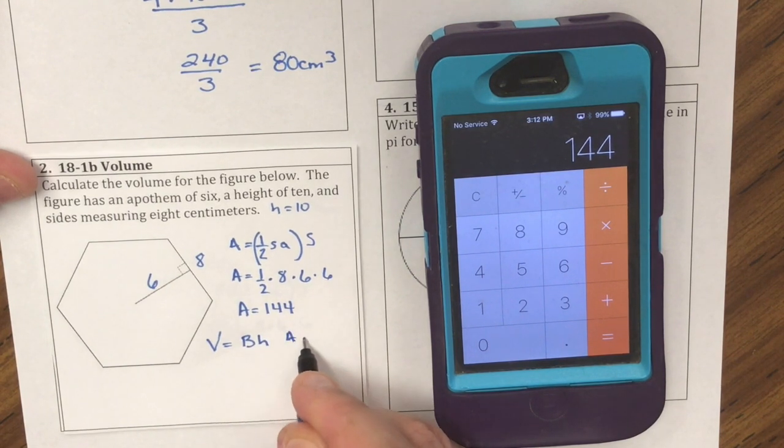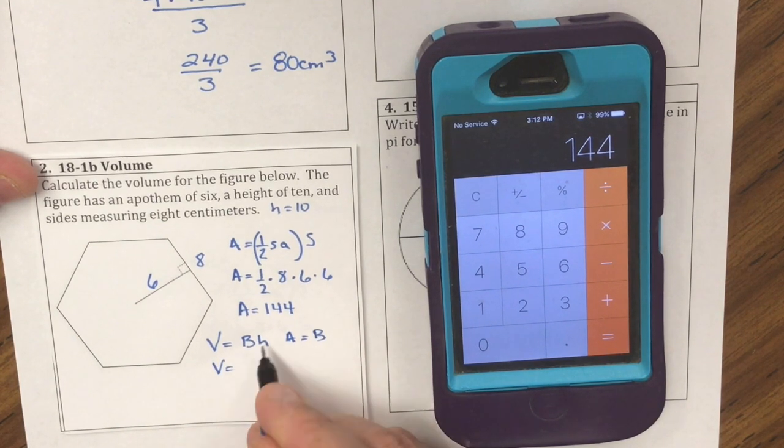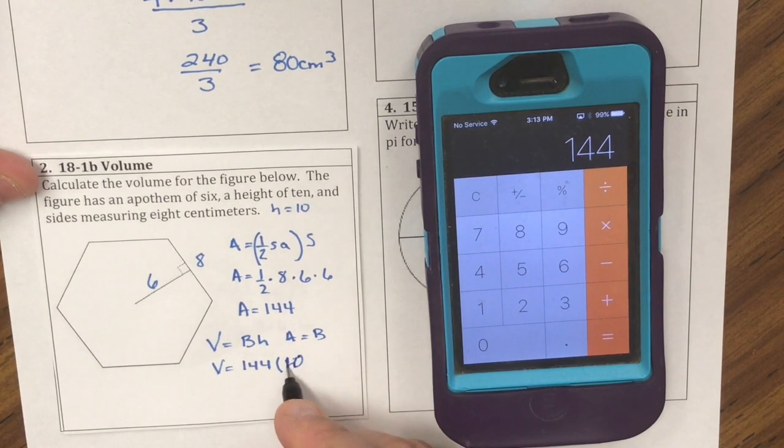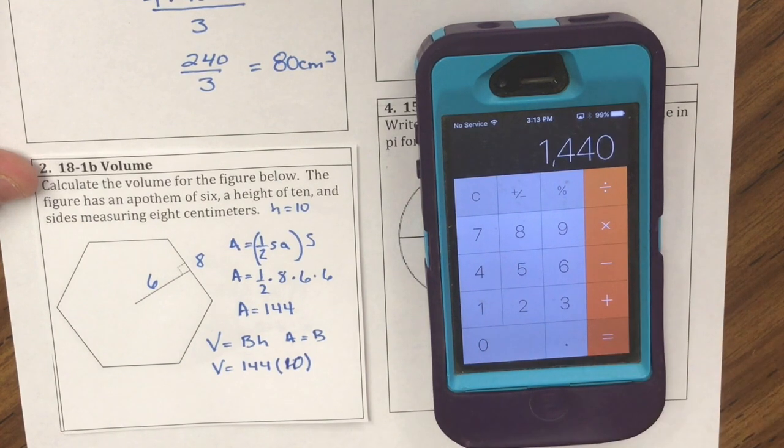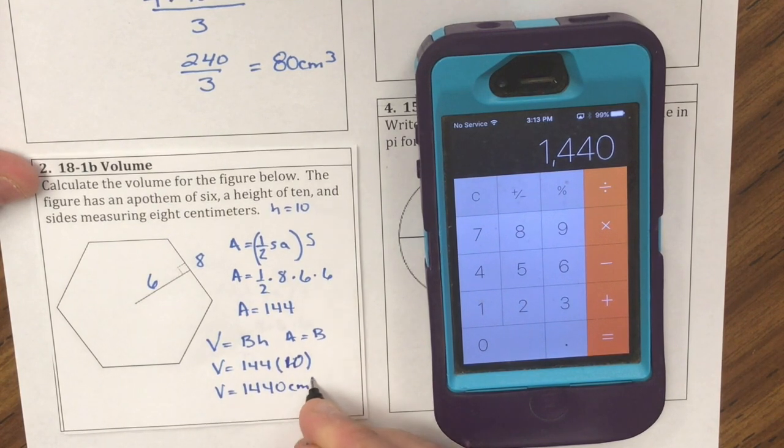I know that volume equals the base of the area times the height. I know that A is equal to B, so I can just replace A with B, and that is 144 times the height, which is 10. Oops, I guess I could put a 10 there instead of an H. Times 10. Volume equals 1,440 centimeters cubed.